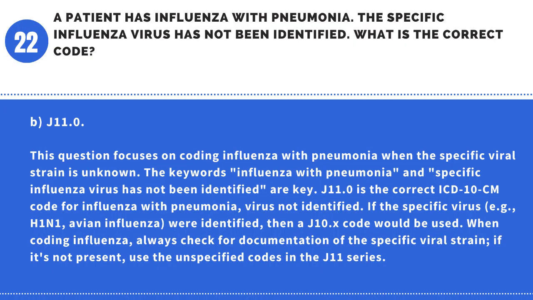J11-0. This question focuses on coding influenza with pneumonia when the specific viral strain is unknown. The keywords influenza with pneumonia and specific influenza virus has not been identified are key. J11-0 is the correct ICD-10-CM code for influenza with pneumonia, virus not identified. If the specific virus, e.g., H1N1 or avian influenza, were identified, then a J10 code would be used. When coding influenza, always check for documentation of the specific viral strain. If it's not present, use the unspecified codes in the J11 series.